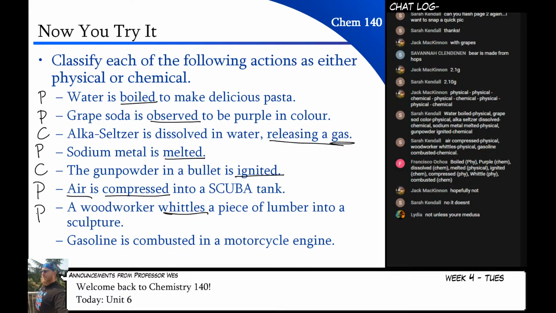And then finally, gasoline is combusted in a motorcycle engine. When you combust something, you're igniting it. You're setting it on fire, right? Can't recover that very easily. Otherwise, gasoline would be reusable, and that'd be awesome. But once you combust the gasoline, it's very hard to get gasoline again.